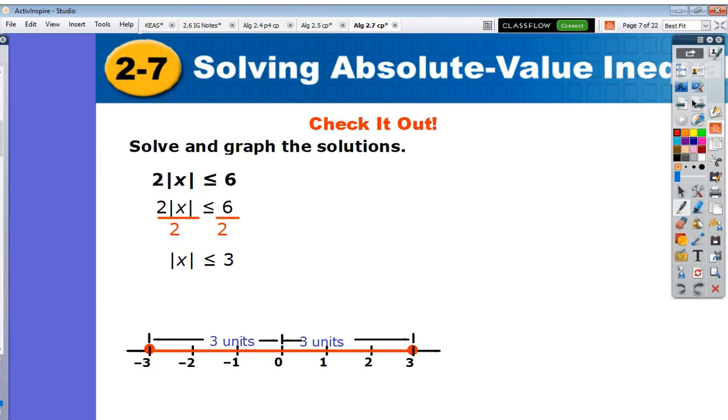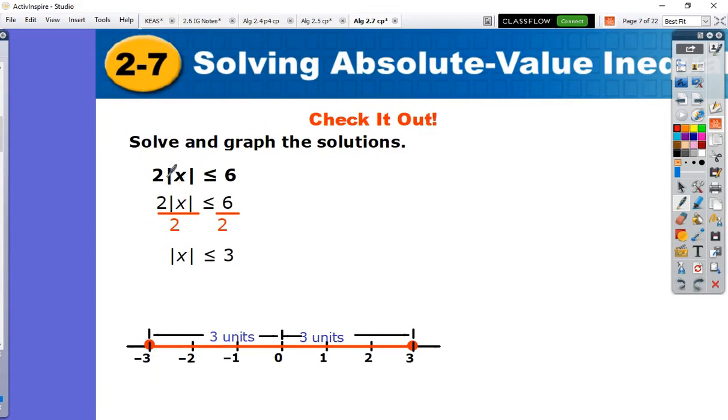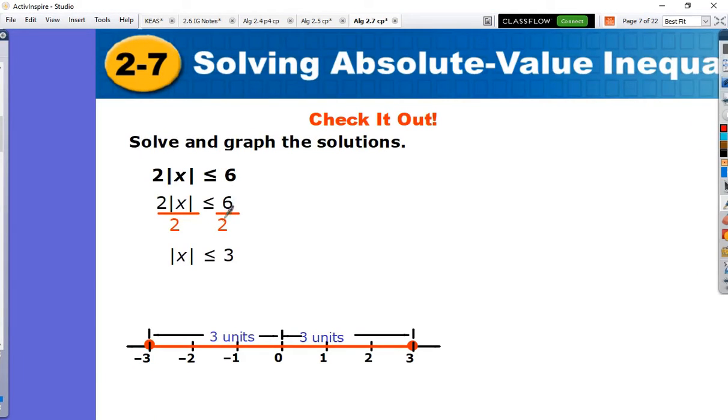Okay, so let's check this out, see what you guys came up with here. So what you had to do, this one was a little simpler. We divide by 2, divide by 2. All right, so then we get the absolute value of x needs to be less than or equal to 3. Okay, so when we set up our number line, here we have positive 3 and negative 3. They're filled in because they can equal 3 and negative 3.